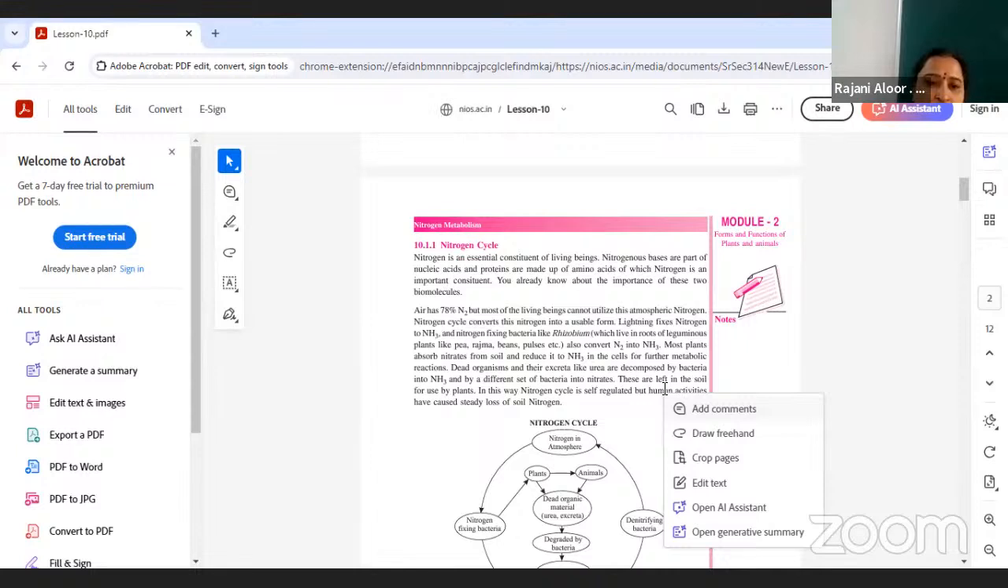Now we will discuss the nitrogen cycle. What is the nitrogen cycle? How is it used? These are the things we will discuss. Nitrogen cycle. Nitrogen is essential for life.